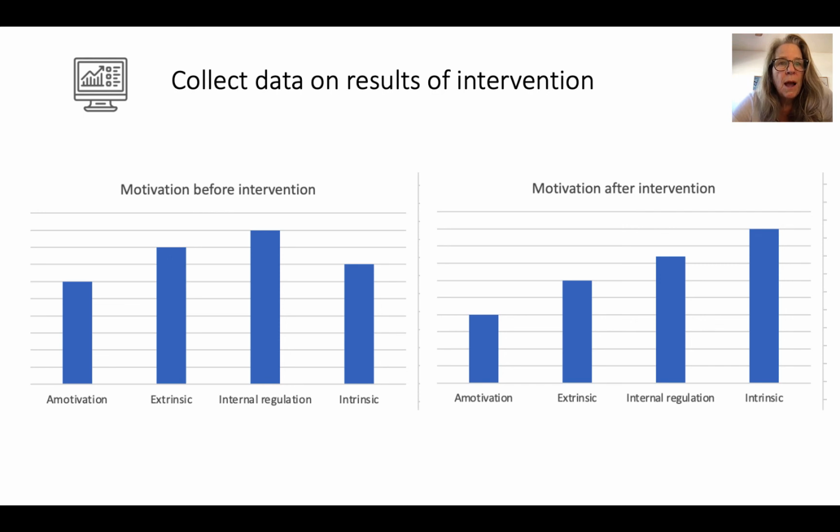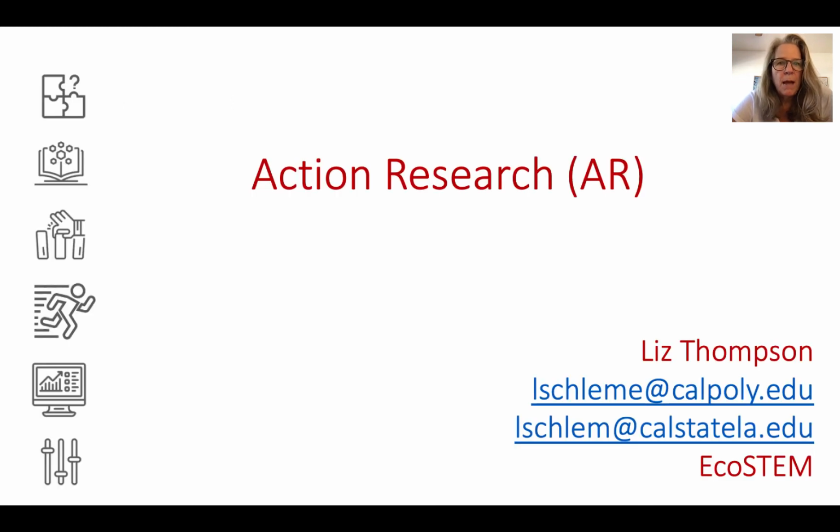And you can see here I have the data that I collected before the intervention and then after. And you can see that initially there's kind of a bell curve, but then after the intervention it sort of was skewed to the right, which means that intrinsic motivation was increased and amotivation, extrinsic, was decreased. And that's exactly what I want. So I hope that showed you a little bit about action research, and then also an example of action research.